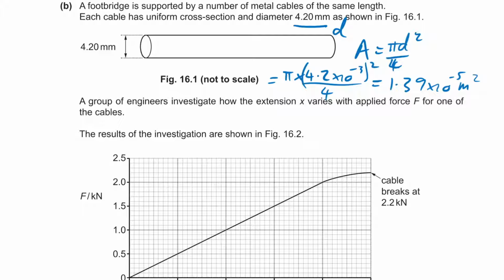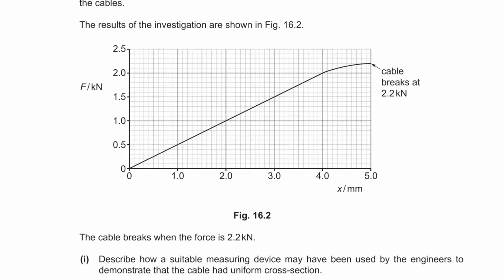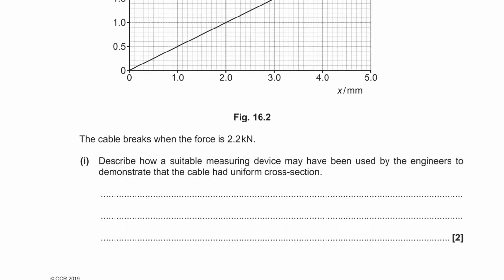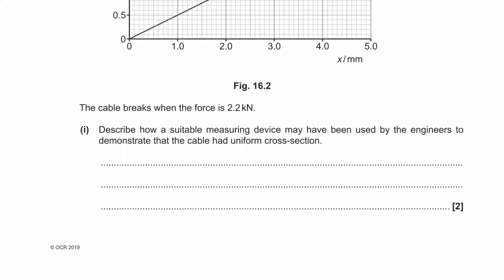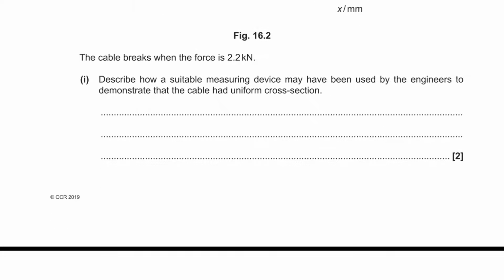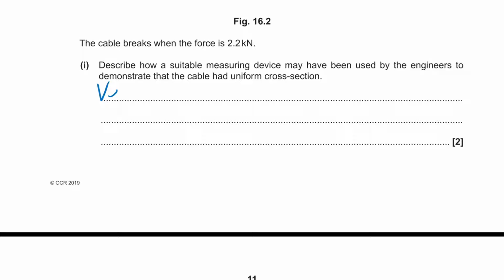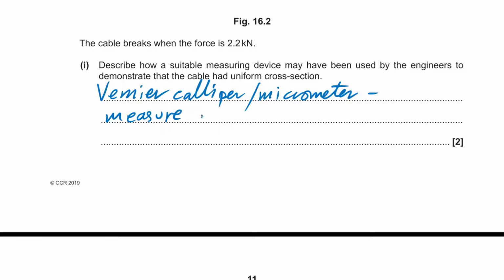So we're looking at force against extension. The cable breaks at that much force. Describe how a suitable measuring device may have been used to demonstrate that the cable had uniform cross-section. We can use a vernier caliper or a micrometer, and of course whenever we do that we measure at multiple points along the cable.